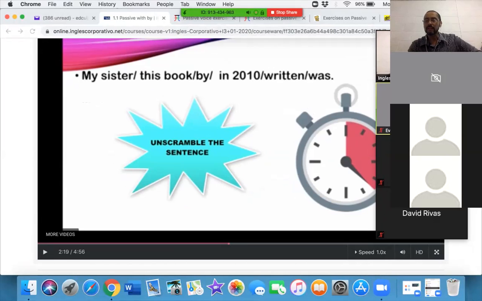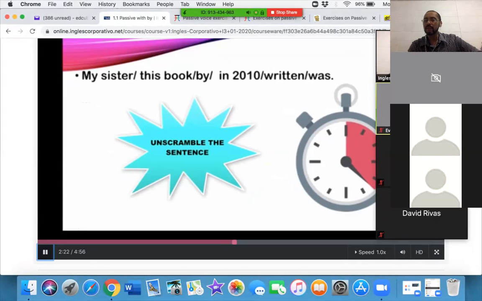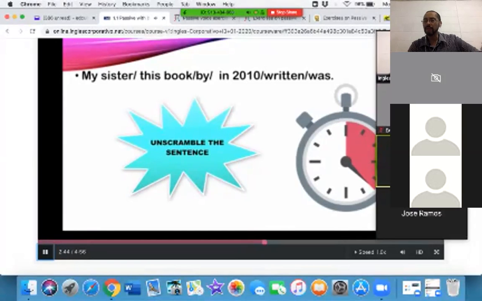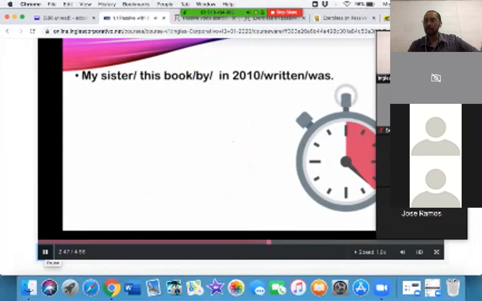So look at that sentence. What do you think is the correct one? My sister, this book by in 2010 written was. This book. In my opinion, my sister was reading this book by in 2010. Okay. Anybody else would like to try? Thank you, Daisy. Okay. This book was written by my sister in 2010.